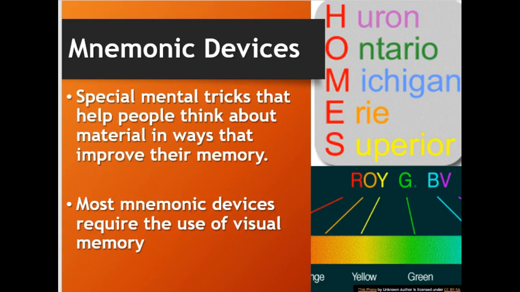Mnemonics. Finally, we talk about mnemonics. These are those little special tricks that help people think about material in ways to help improve their memory. So when you were in school, you probably learned this little mnemonic to help you learn the five Great Lakes. HOMES: Huron, Ontario, Michigan, Erie, Superior.